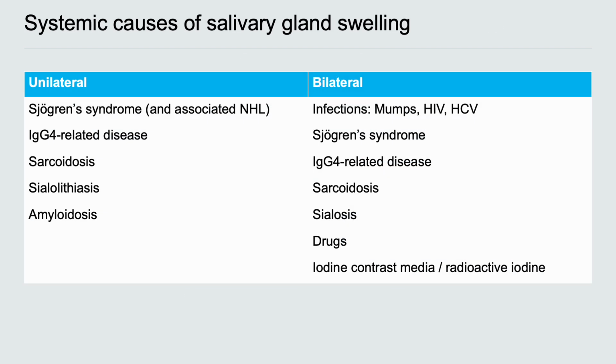So in addition, various systemic diseases can also result in salivary gland swelling, and this can be unilateral or bilateral. Unilateral causes include Sjogren's syndrome and the associated non-Hodgkin's lymphoma, IgG4 related disease, sarcoidosis, sialolithiasis and amyloidosis. There's often an overlap with bilateral causes, which tend to include infections, Sjogren's syndrome, IgG4 related disease, sarcoidosis, sialosis, drugs, and reactions to iodine.